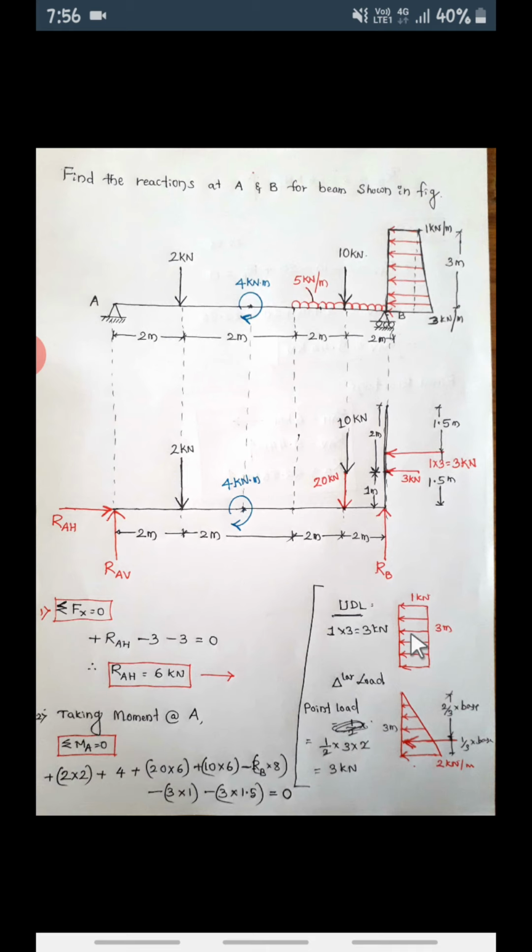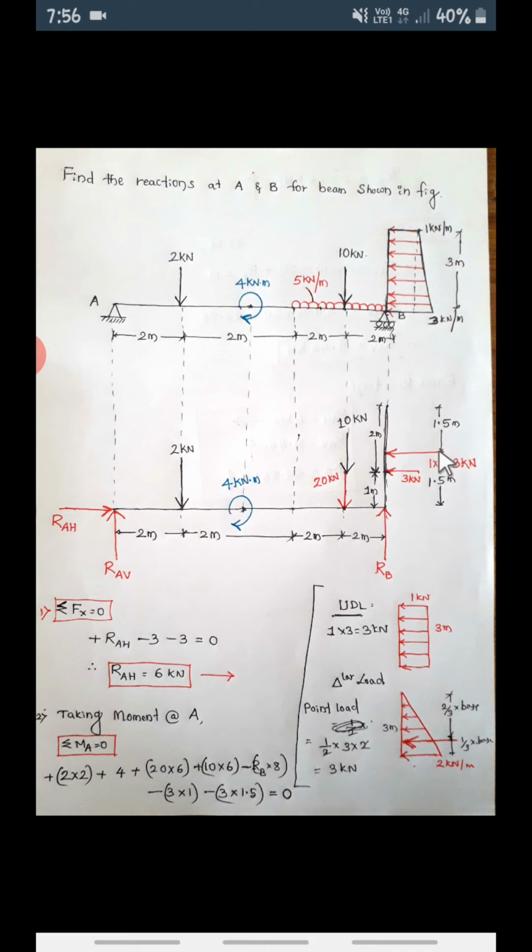See how to convert the trapezoidal load into point load. First is the UDL, which is 1 kilonewton here and here also. So this is the UDL, acting for a length of 3 meter. Now convert this UDL into point load. As you know how to convert UDL into point load, take the intensity. This is 1, acting for a length of 3 meter. So 1 into 3, that is 3 kilonewton point load now.